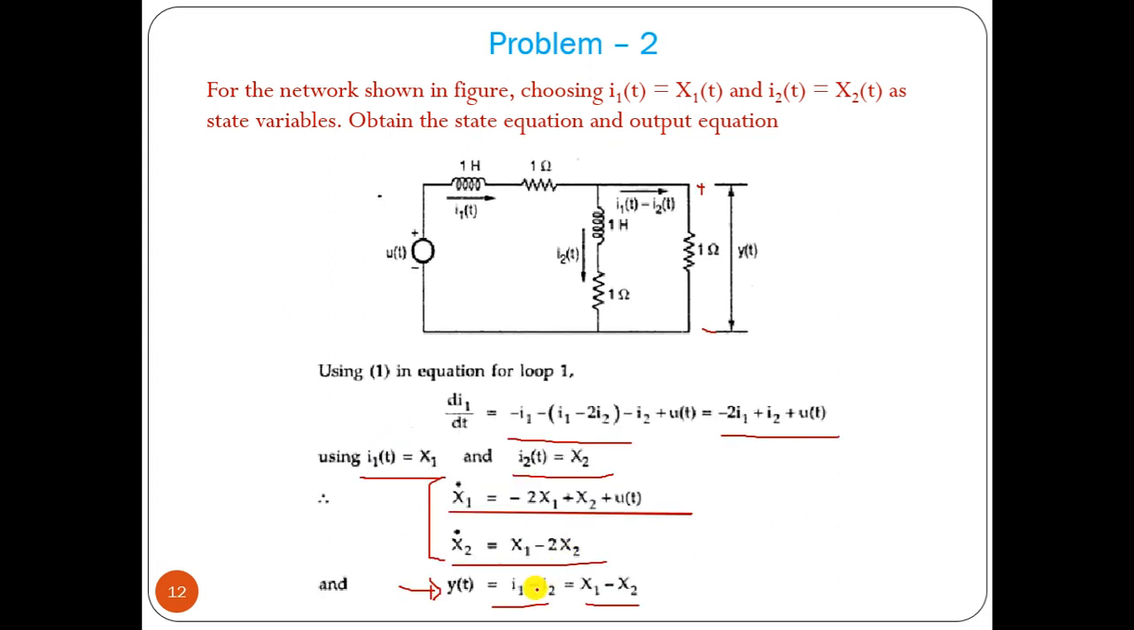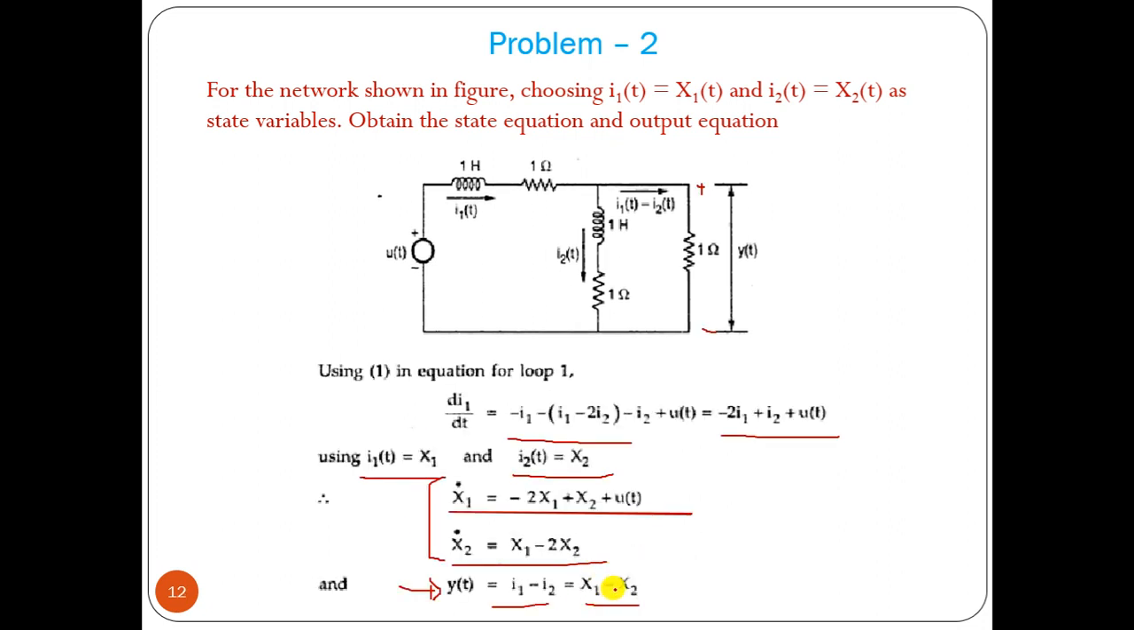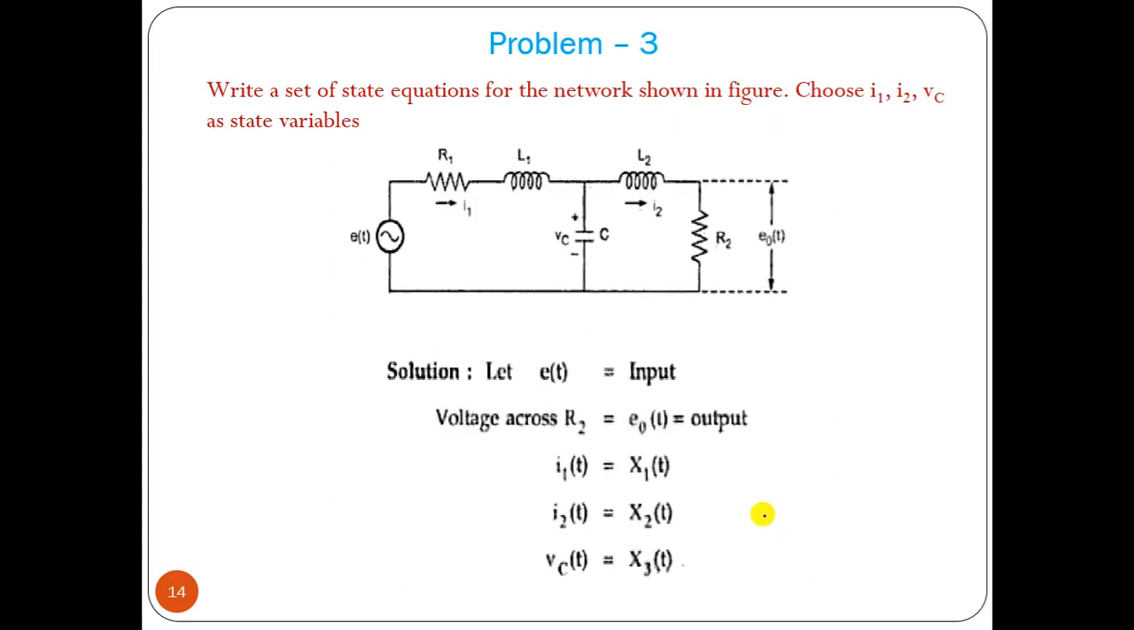So here it is minus 2, 1, 1, minus 2, and 1, 0. Here C is 1 minus 1 and D matrix is 0. So we got the ABCD matrices easily. Okay, let us take another example of that.